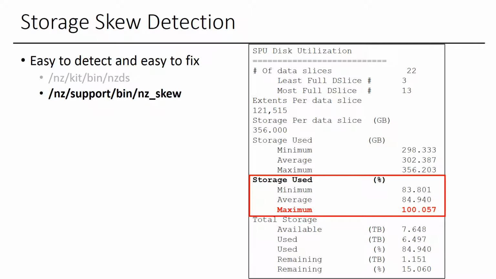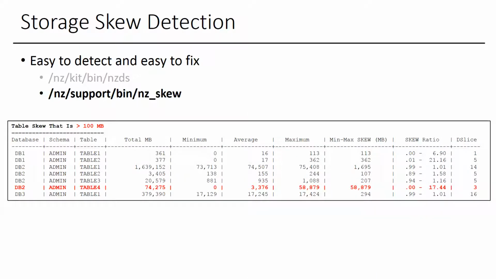The top part of this command output will show the overall SPU disk utilization. In this section, the storage used percentage can help you identify if there is a big difference between min, max, and average storage used, which can be an indication of storage skew. The bottom section of the nzskew command output will list all tables on the system in which the largest data slice has 100 MB more disk used than the smallest one. The 100 MB value is the default, but it can be overridden by using the amount parameter with the nzskew command.